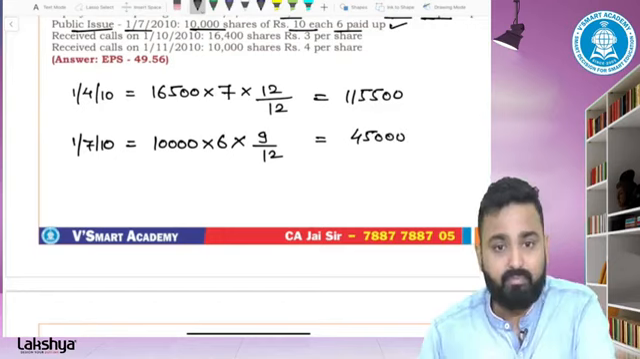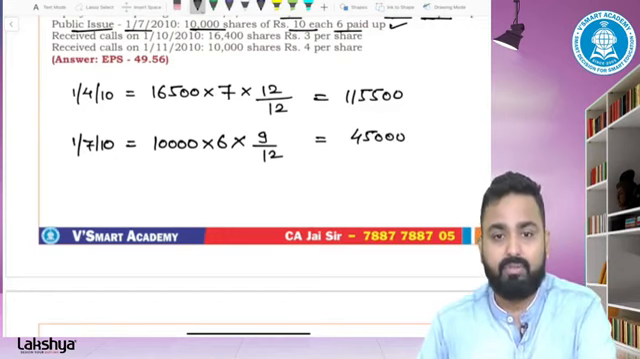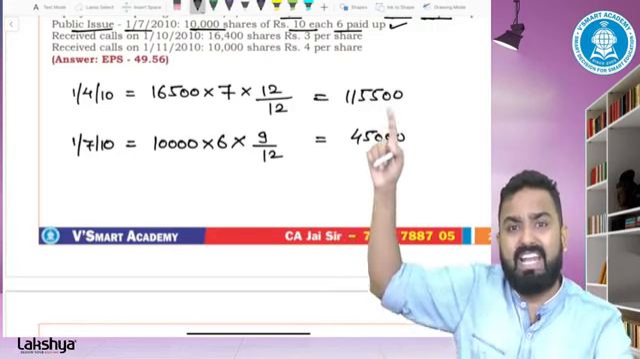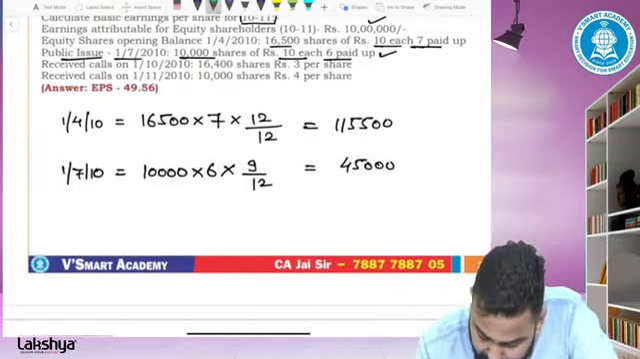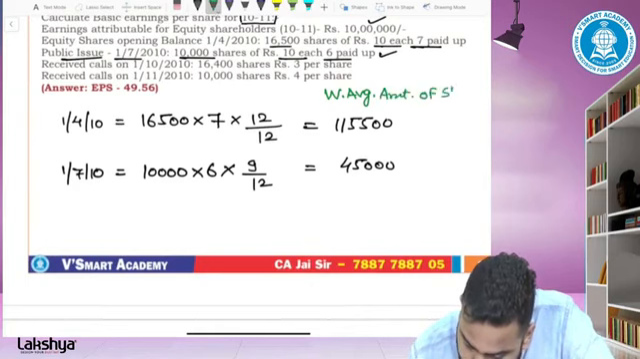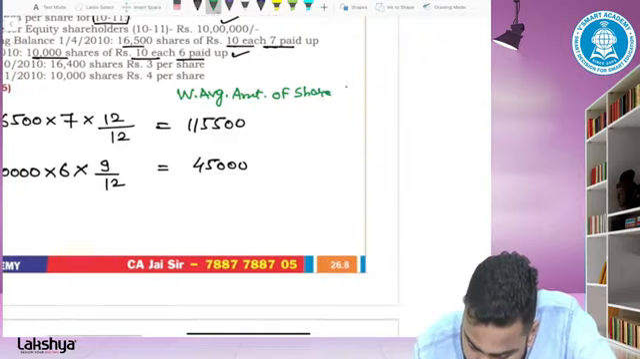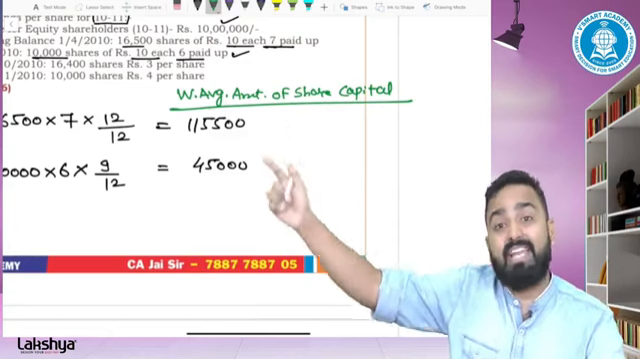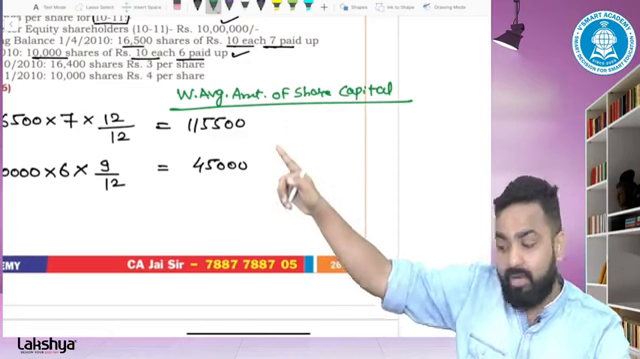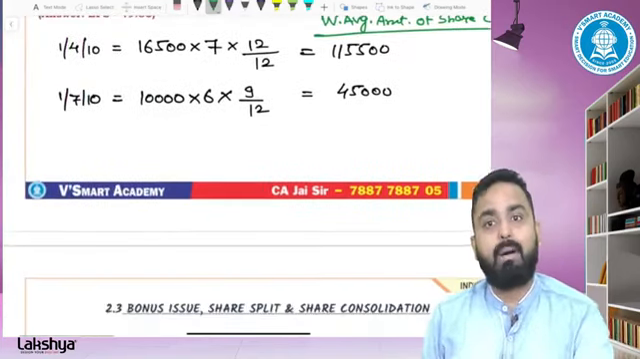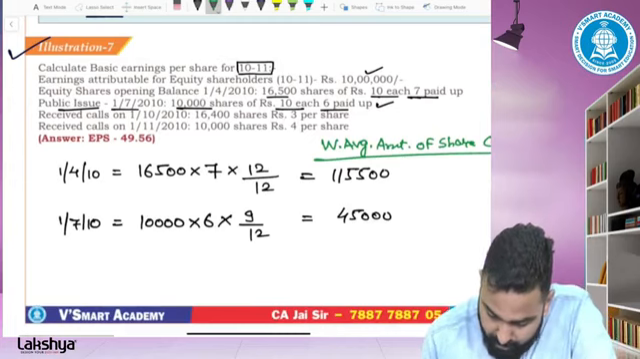45,000. Guys, please try to understand, this is not the weighted average numbers. This is the weighted average amount of share capital. That means instead of calculating weighted average numbers, we are calculating weighted average amount of capital. Okay.